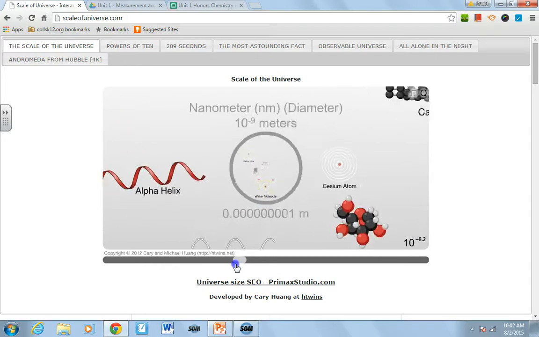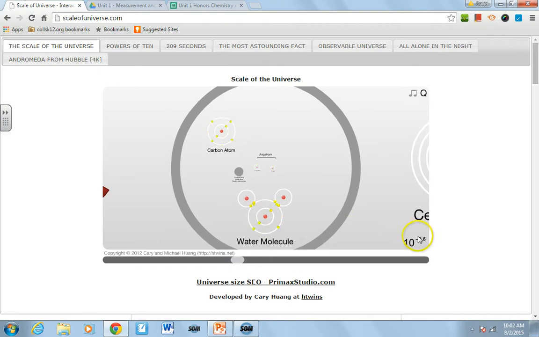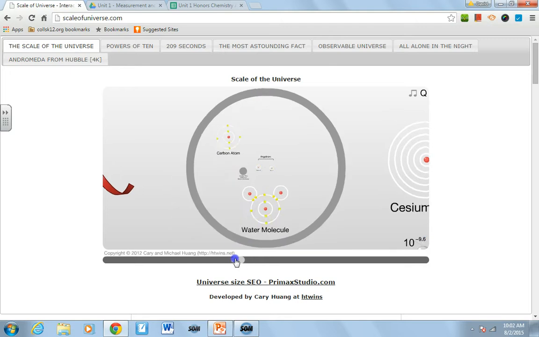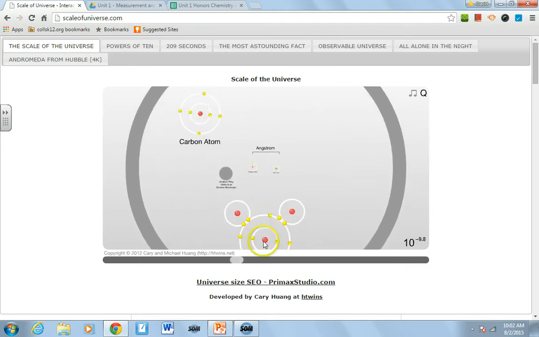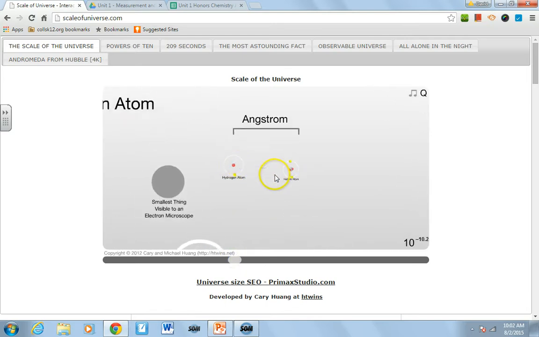So we're going to zoom in, and you'll notice that once we get down here, somewhere around 10 to the minus 10 meters, we have particles. And so this is a water molecule, because water is a compound. So here's a water molecule. And so everything is made up of these particles. And you'll notice that there's a carbon atom. So that's one individual piece of carbon. And then here's a hydrogen atom and a helium atom.